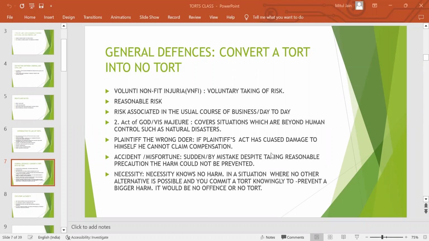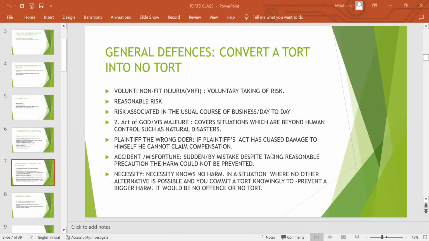Now, these 3 people decide that if we kill him, because he is almost on the verge of dying, and if we eat him, then we can survive. So at the cost of 1 person, 3 people can survive. Right? So these people killed this young boy and ate him.